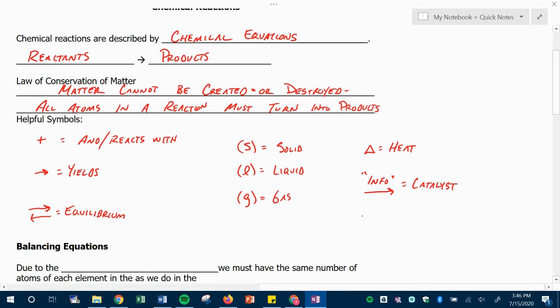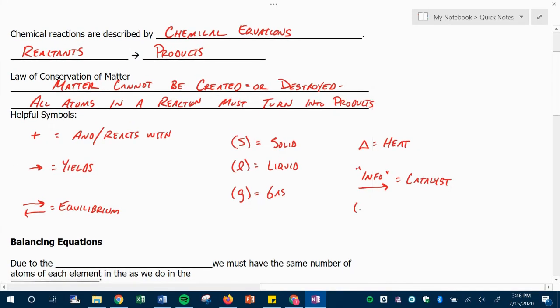And then finally, our last symbol, which we'll talk more about later, is AQ, which stands for aqueous. Now, if something is aqueous, that just means that it's dissolved in water. So if you're talking about, let's say, salt, and you add it to a glass of water, you just made an aqueous solution, salt water.